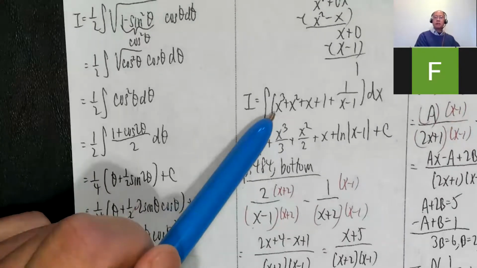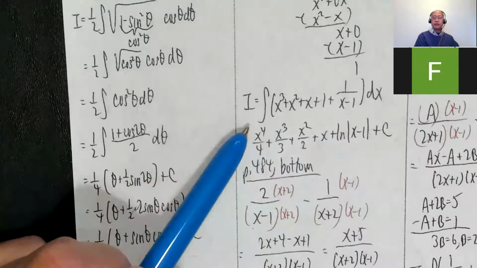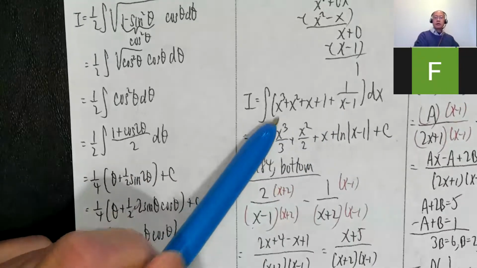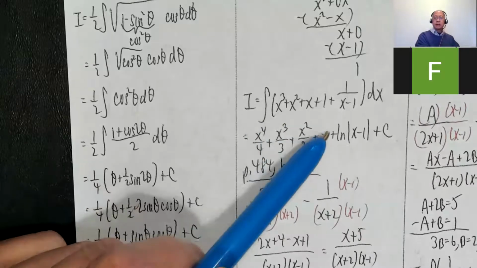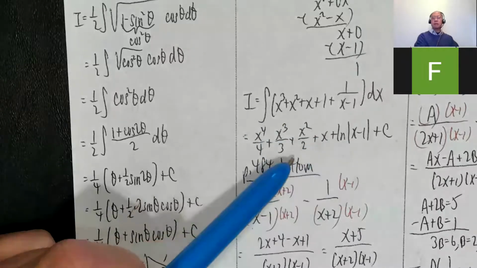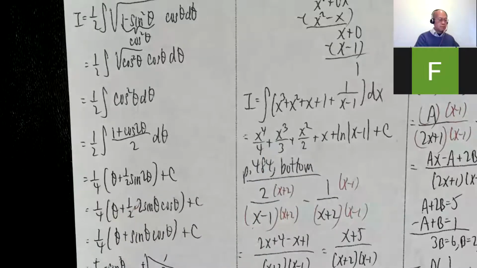Okay, so that's polynomial, polynomial, polynomial, ln. So x to the fourth over 4, x cubed over 3, x squared over 2, x plus natural log absolute value of x minus 1 plus c. And there we go. Good.